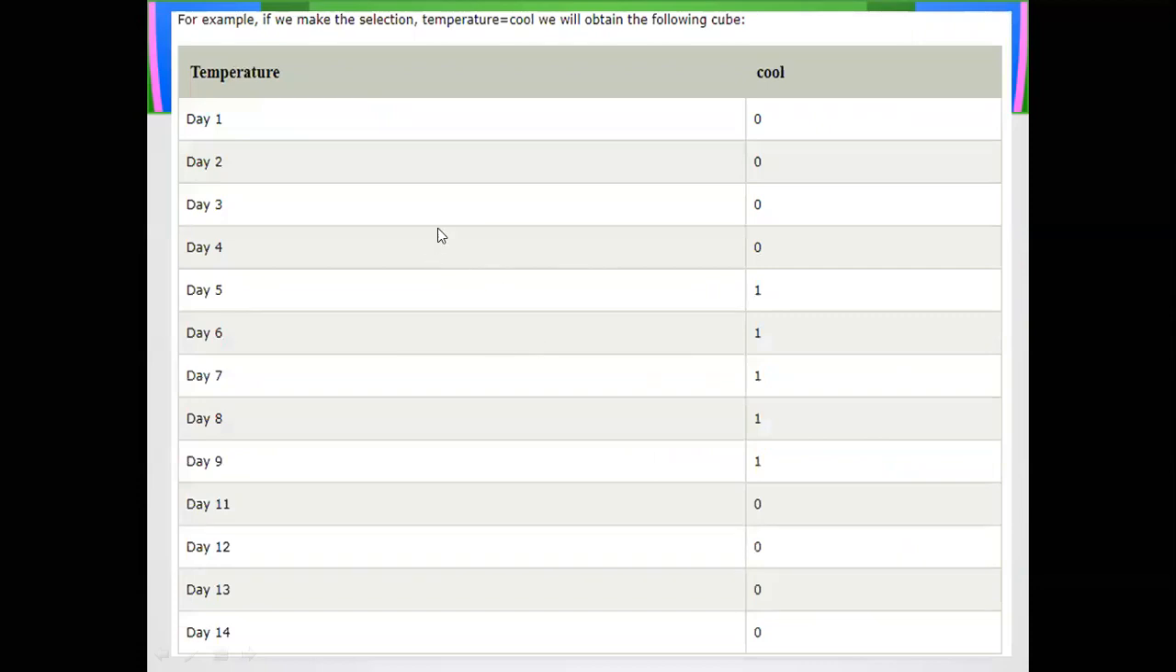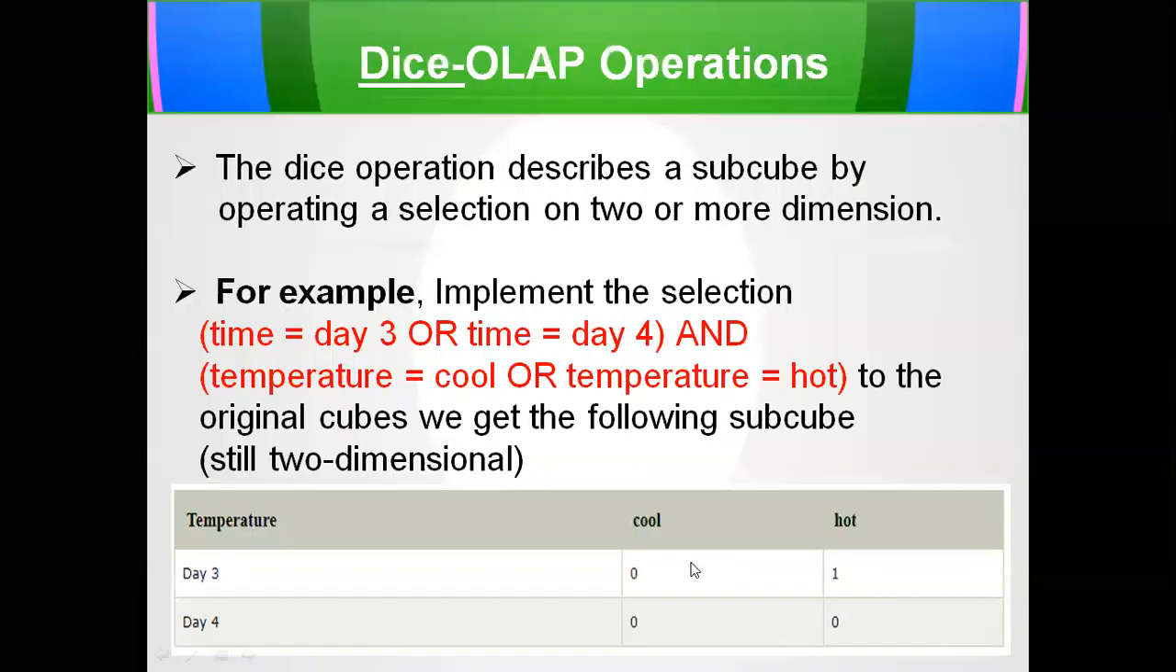This is another example, the same previous example, only for the slice operation. So here we have retrieved the slice of cool only, right? For the dimension temperature, my slice is for only the cool category.